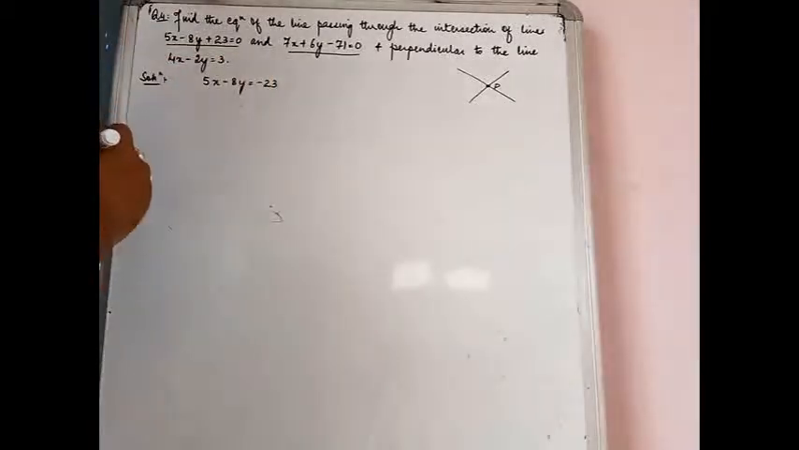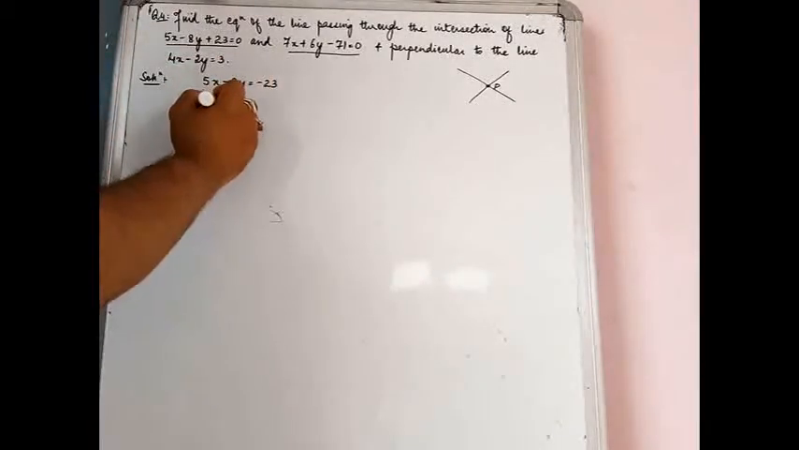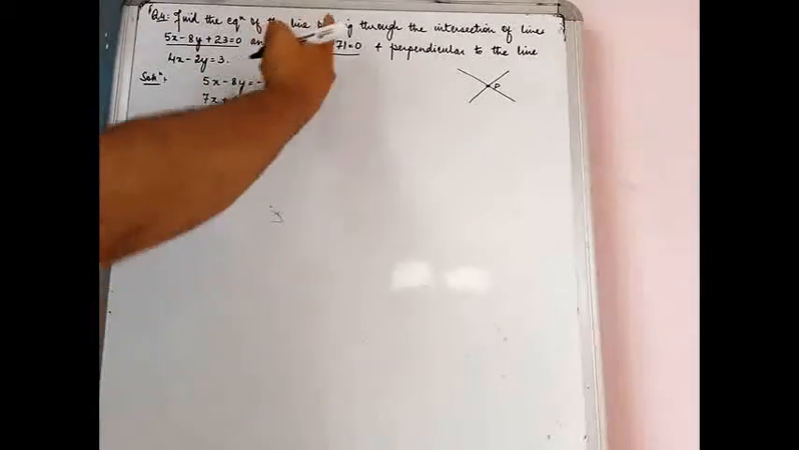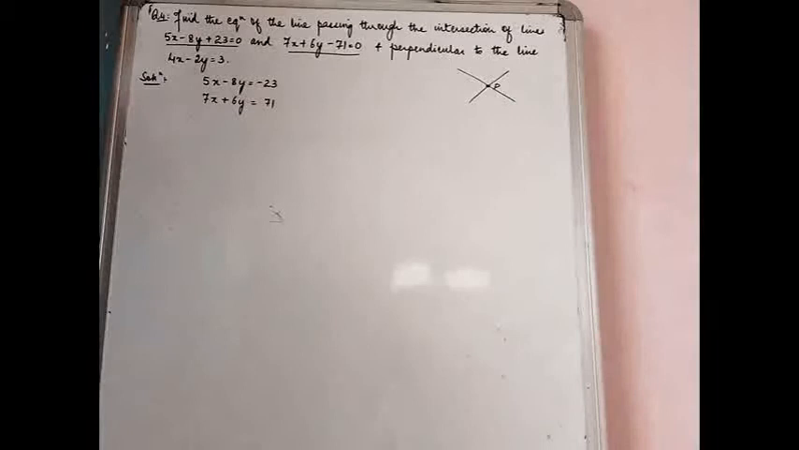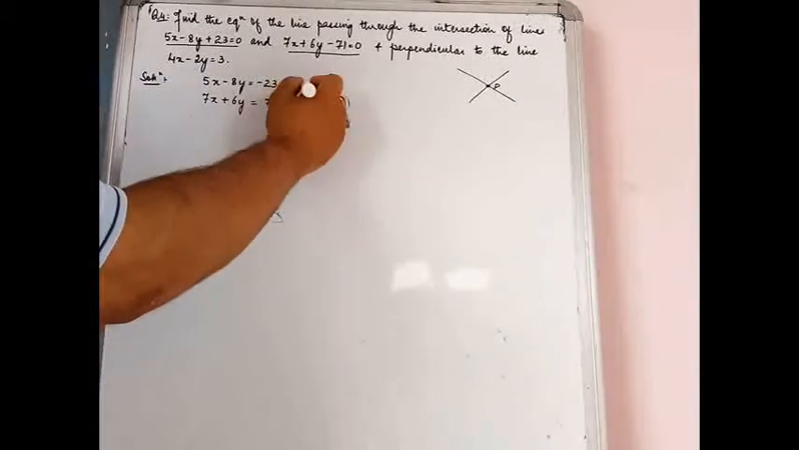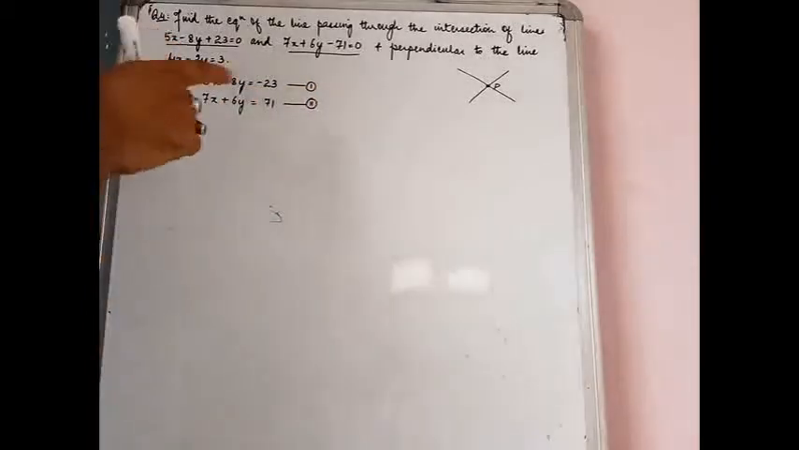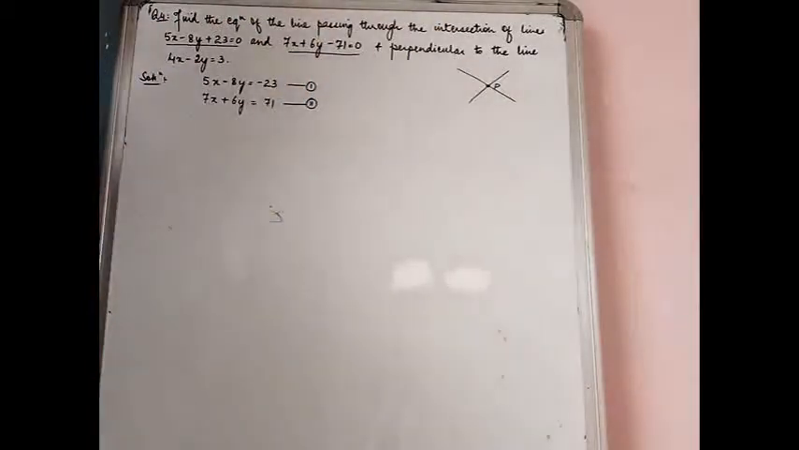So this is equation number 1, and similarly you have 7x plus 6y is equal to 71. If I take minus 71 to the right side, this is the situation that we have. So this is equation number 1 and this is equation number 2. Their point of intersection has to be found out. So we will have to solve them simultaneously.